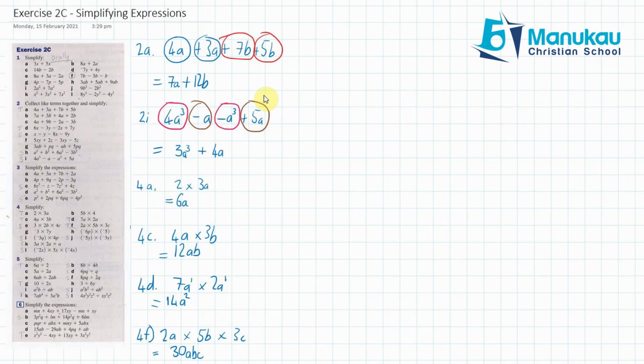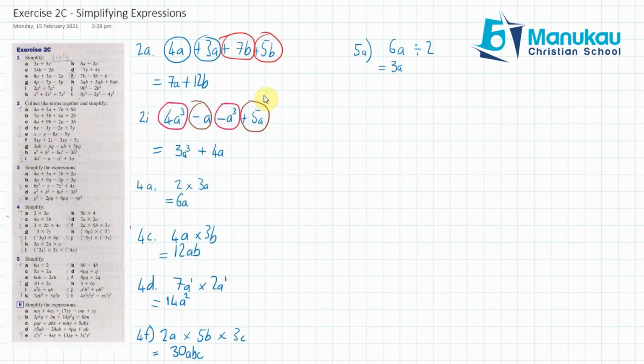Let's move on and try some of the division ones. So we'll move across to number 5, and I'm going to do a, and here I have 6a divided by 2. And so we do the coefficients. 6 divided by 2 is 3. So I've got 3a. In other words, if you want to think about it logically, you can go 6a divided into 2 groups. Well, each of those groups must therefore have 3a in each group.